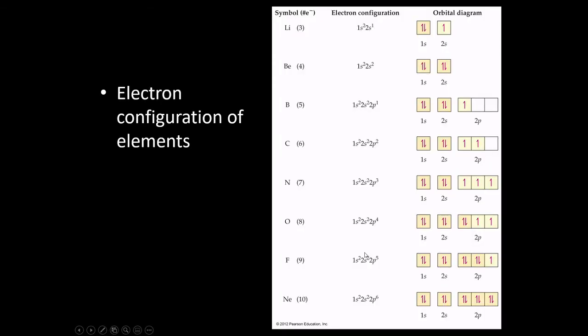So this is what those are going to look like. Here we have the electron configurations and the orbital diagrams of all the elements from lithium through neon, so elements 3 through 10. And as you can see here with lithium, we only have 3 electrons. So for the electron configuration, we start with 1s.